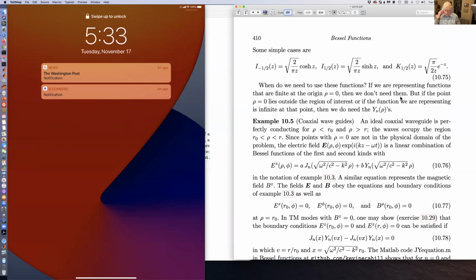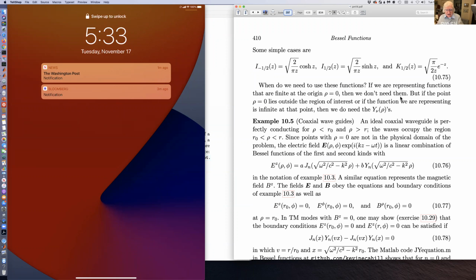Once again, you don't need these functions if you're representing something that's finite at the origin. But if the point rho equals 0 is outside the region of physical interest, or if the phenomenon is infinite at that point, then you do need them. An example where they're important is coaxial waveguides.